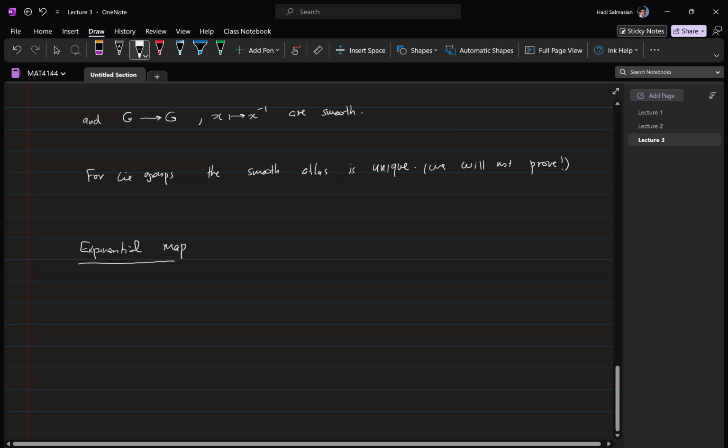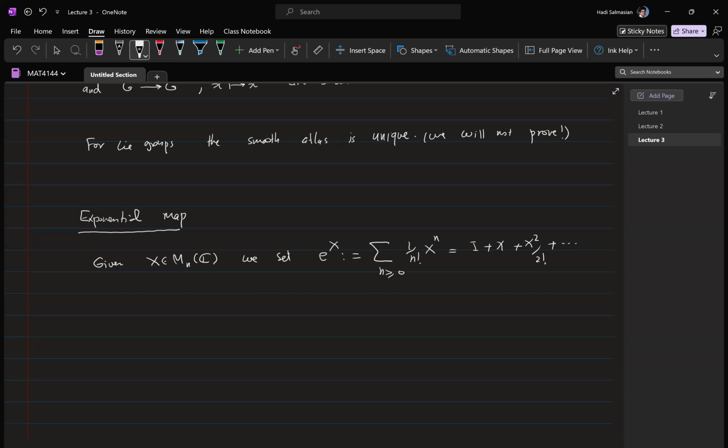But this time we want to exponentiate matrices. So given an n by n matrix X, a square matrix with complex entries, say, we set e to the X to be the matrix that's obtained by this series, the same series that defines the exponential function. But of course, we have to justify that it makes sense. We have to justify that we have a convergent series.